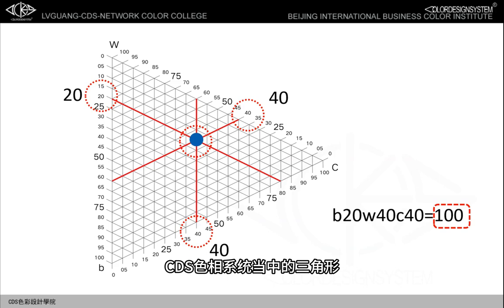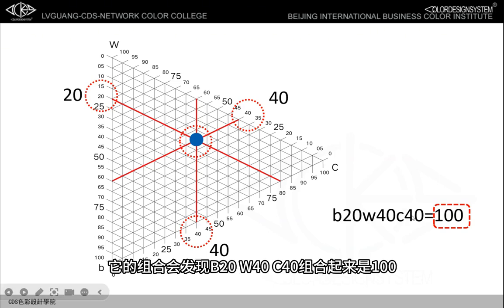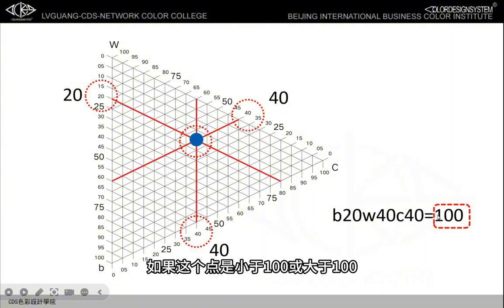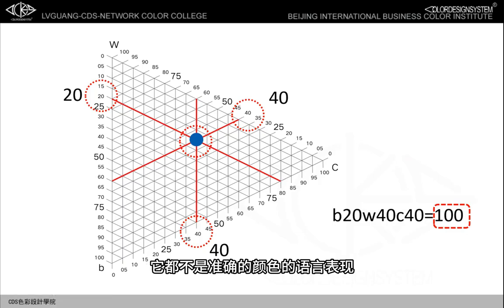The triangle in the CDS hue system has its own logic. Its combination will find that the combination of B20, W40, C40 is 100. If this sum is less than 100 or greater than 100, it's not an exact linguistic representation of color. It's a wrong color representation.